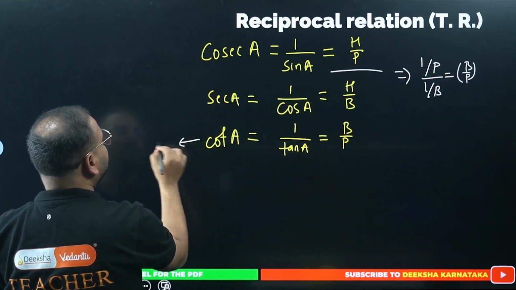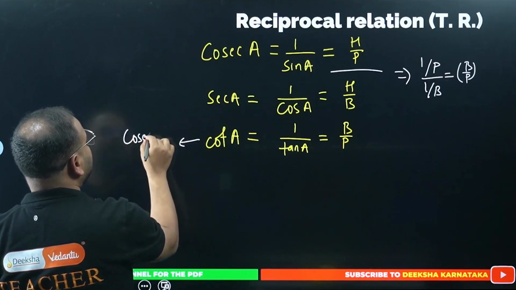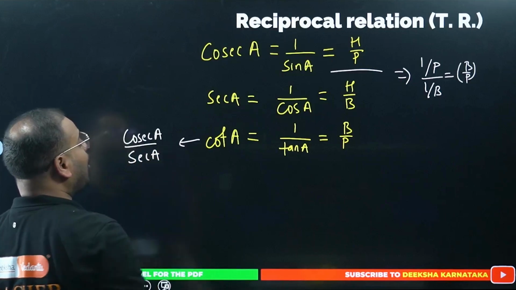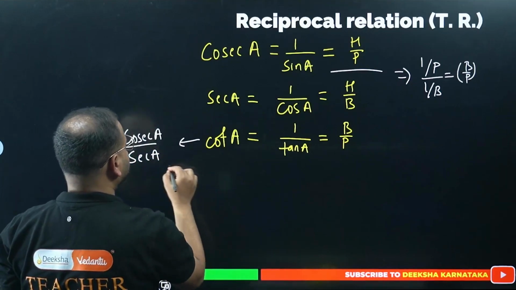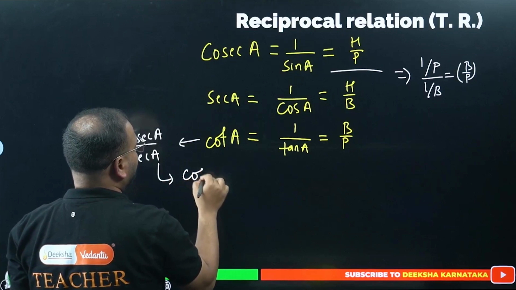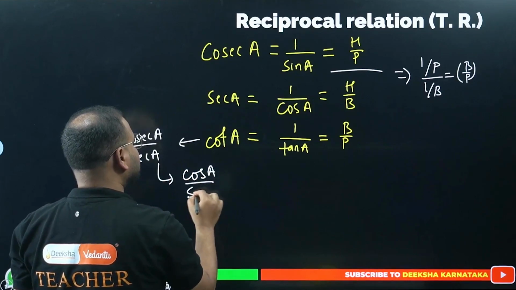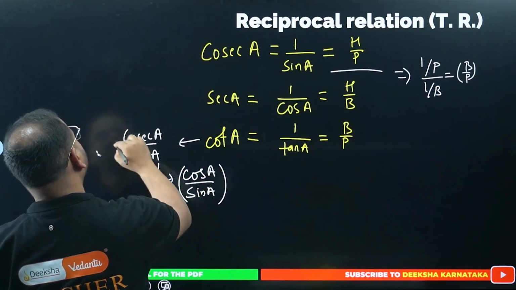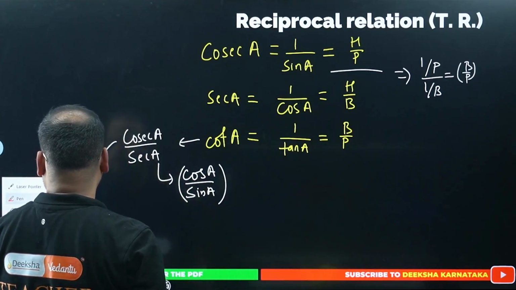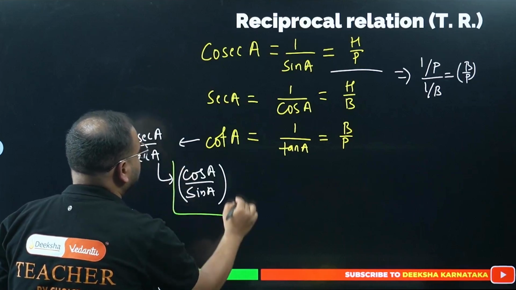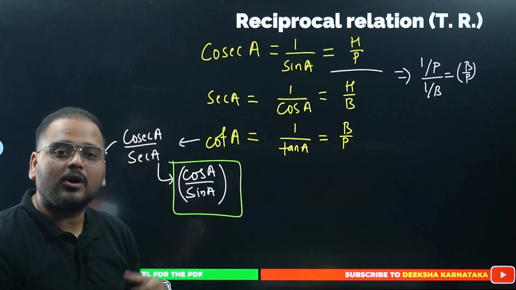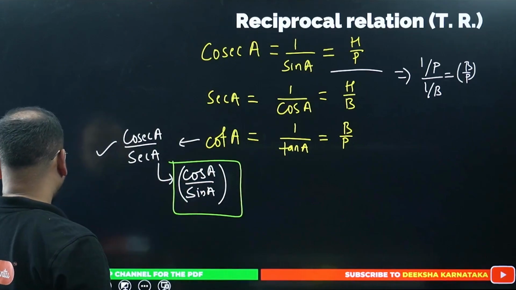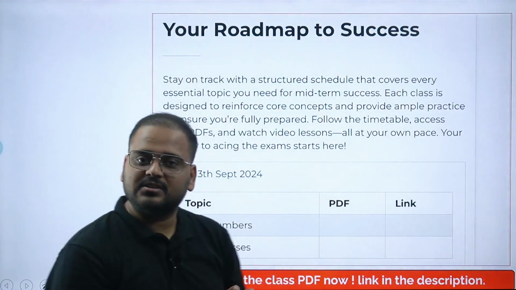So cot A can be written as what, sir? Cosec A by sec A. Or if you use this formula, this actually simplifies into cos A by sin A. If you're having trouble remembering this, just remember this part: sin by cos is tan, so cos by sin is cot. Okay, moving on. So we have done all the 6 ratios now.